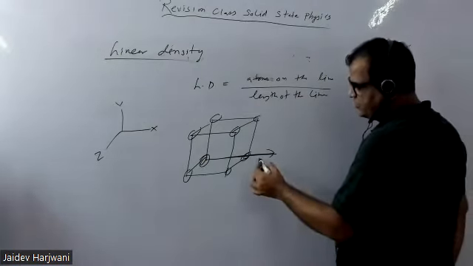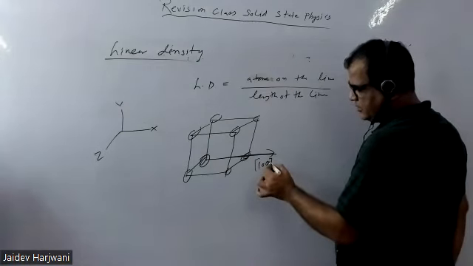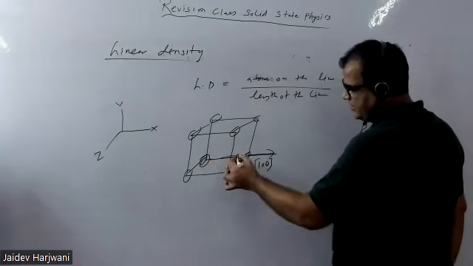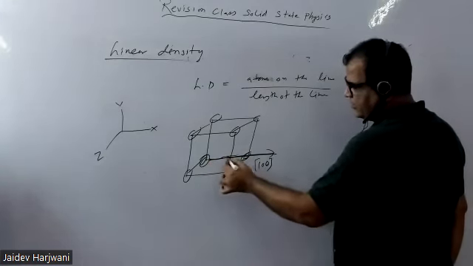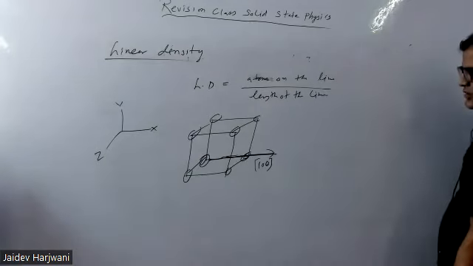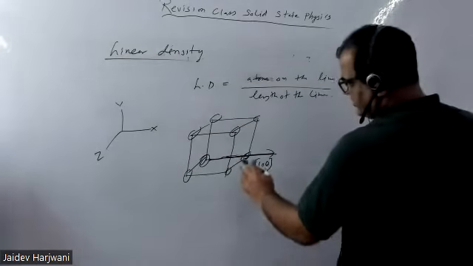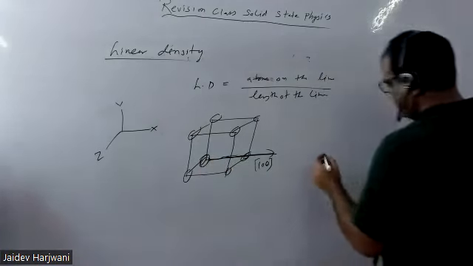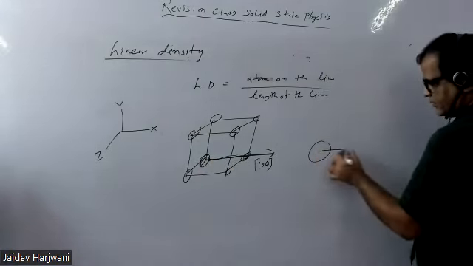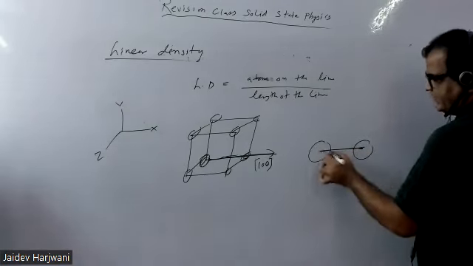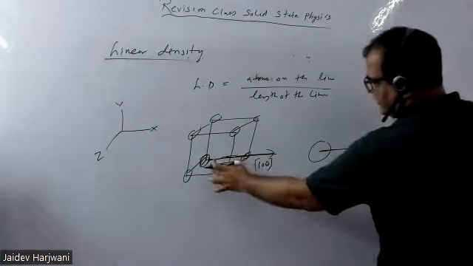This direction is what? 1, 0, 0. If this is the x-axis, I want the linear density across the 1, 0, 0 direction. So in the 1, 0, 0 direction, how many atoms do you have? The length is A.